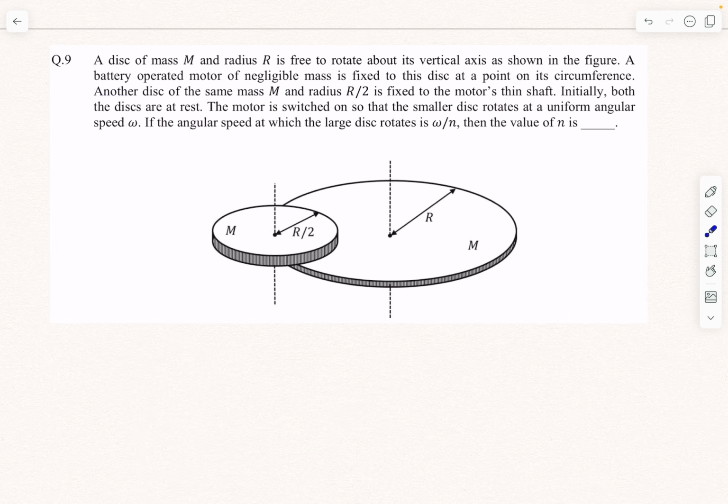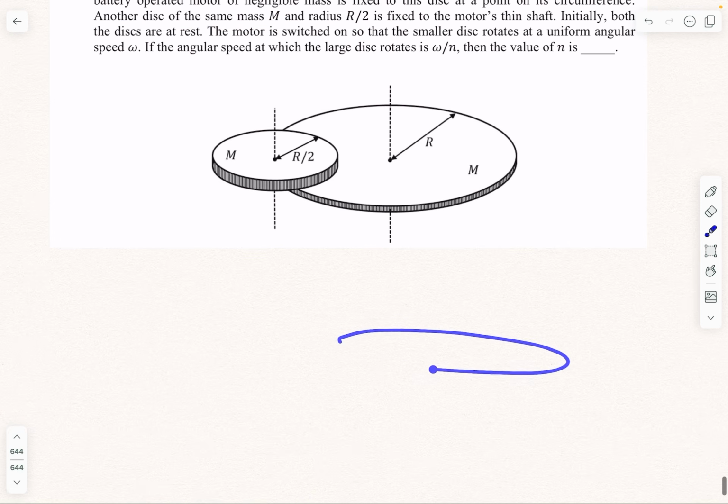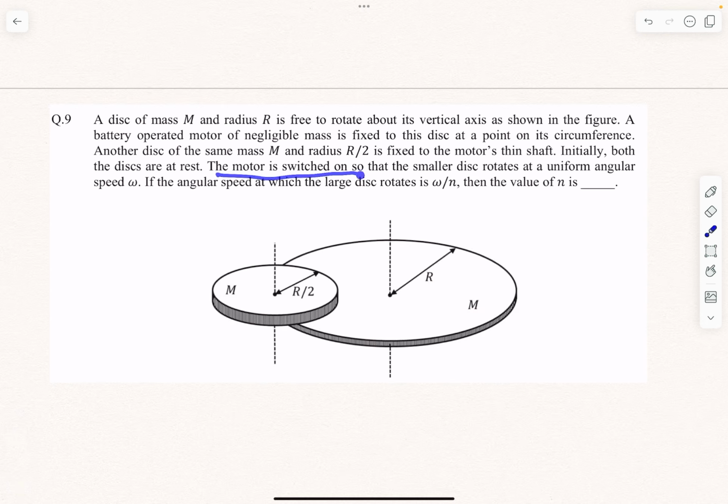So from the side view, if you want to observe, this is going to be the bigger disk and then we have a motor here and then the smaller disk is attached to it, something like this. So you can imagine it like that. The motor is now switched on so that the smaller disk rotates at a uniform angular speed of omega. If the angular speed at which the larger disk rotates is omega by n, then the value of n is going to be. So we have to find the omega of the bigger disk.